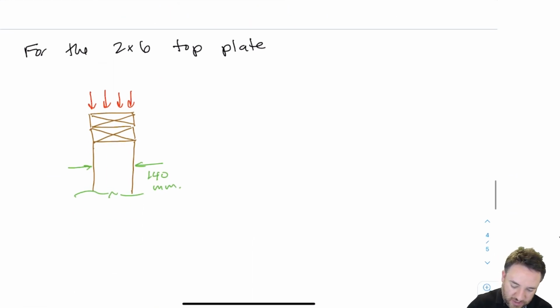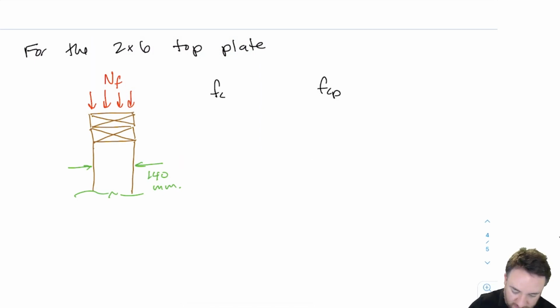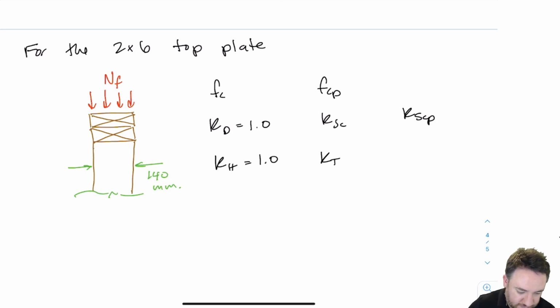Okay, down here, so we have again NF in the other direction, right? It's basically the vertical load from the joist onto the top of the wall assembly here. And we need to figure out all the same things. We need FC, we need FCP, we need KD, which we know is equal to 1.0. We need KSC, we need KSCP, KH we know is equal to 1.0, and KT.